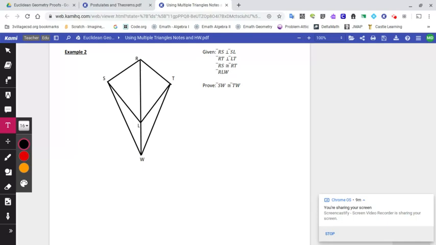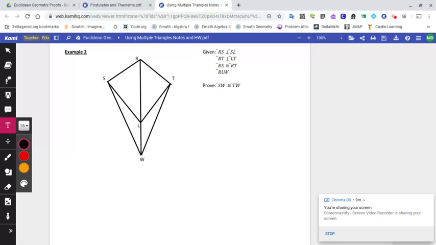Look at those two sides, SW and TW. That's what I want to prove. So I want to somehow get those two thin triangles, SLW and TLW, or RSW and RTW, congruent to each other, and then by corresponding parts, those two sides. So that's going to be the goal.